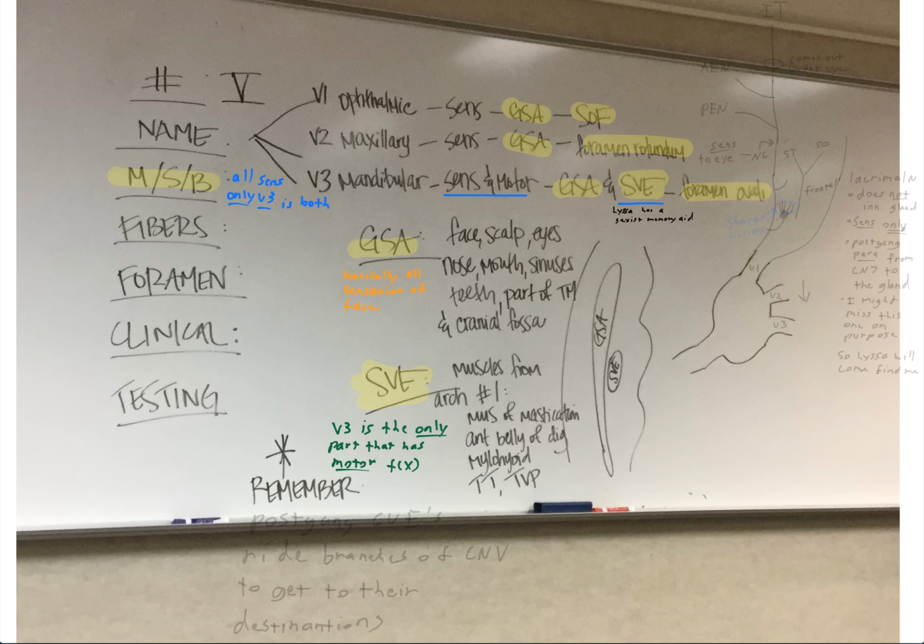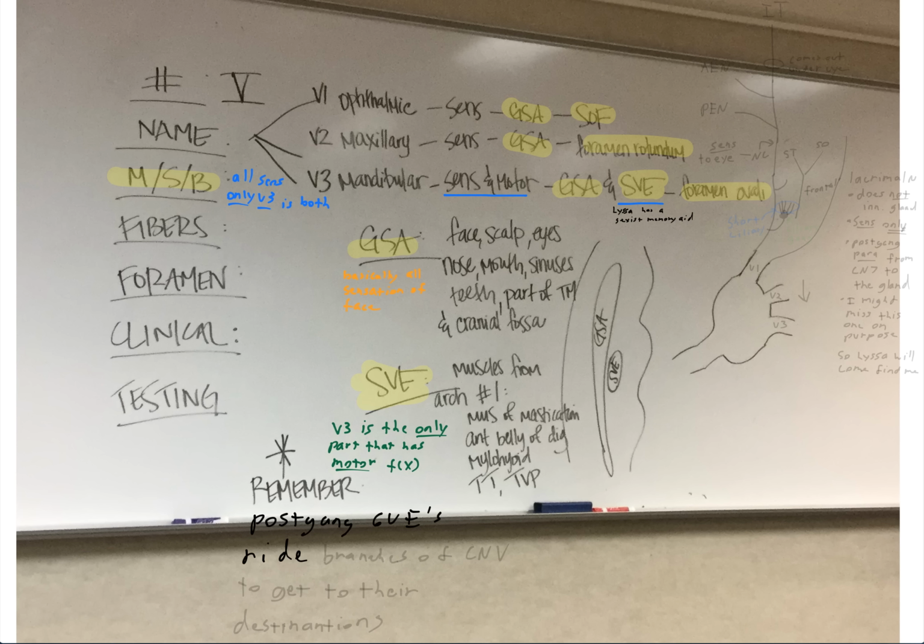that you've got GVEs that are postganglionic parasympathetics that are riding branches of cranial nerve 5 to get to their target. They are not part of cranial nerve 5. They are only riding a branch of cranial nerve 5 to get to where they need to go. Only the postganglionics. Postganglionic parasympathetics from 3, 7, and 9.